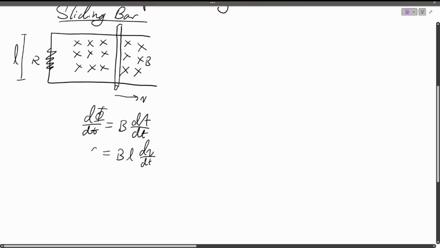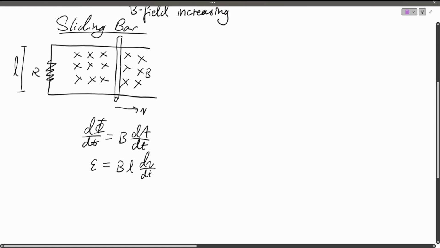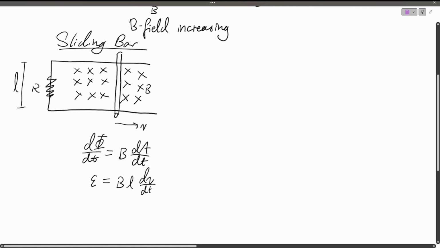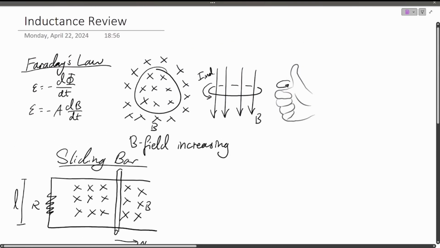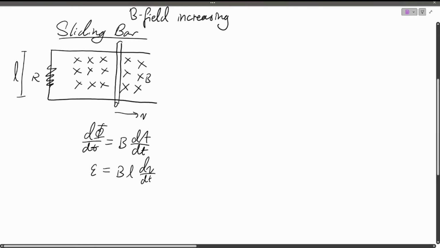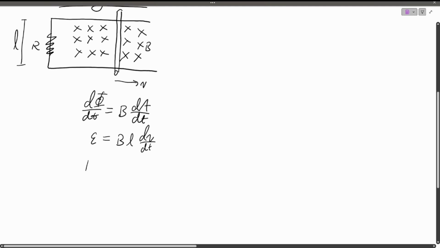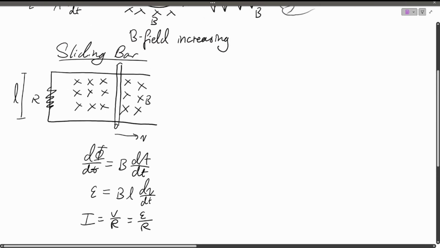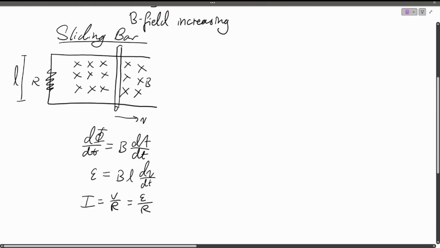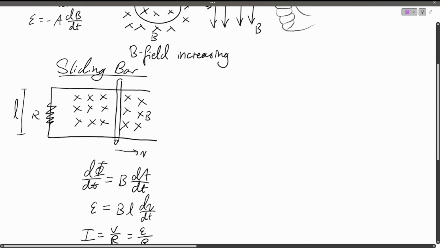So this is our EMF, or magnitude anyways. I dropped a negative sign, but really the negative sign is just there in spirit. You figure out the direction with your hands. So that gives you the strength of the EMF. So if we want current, I equals V over R, so that over R. Alright, so now you want to know what direction. So one thing you can do is Lenz's law.